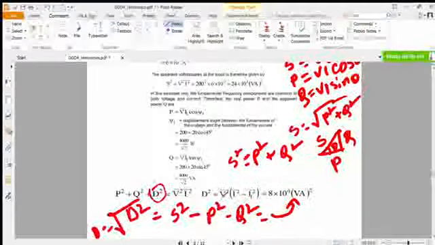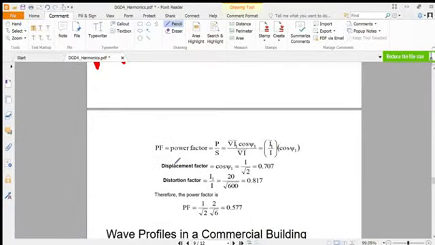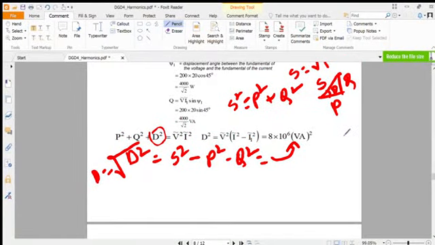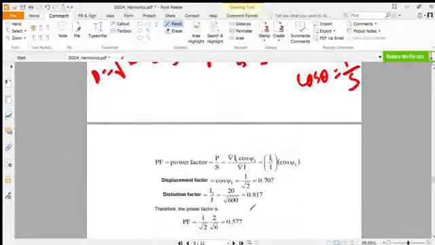Let's go to the next part. The power factor is defined as cos theta equals P by S. Here the power factor is P by S, where P is the real power and S is the apparent power, so P equals VI cos theta. This is the apparent power, this is actually the total current, and the real power flows through the fundamental part. This is why we used I1 here.